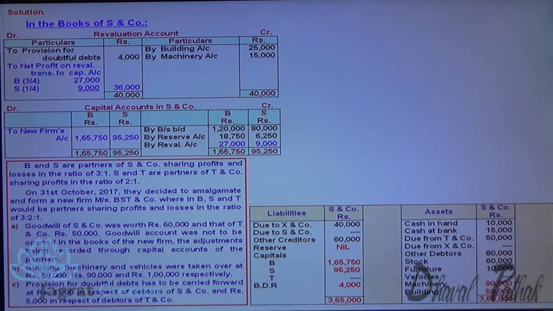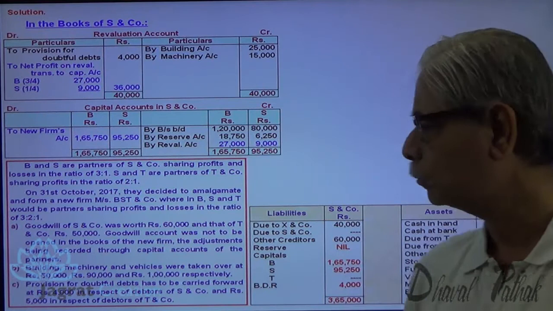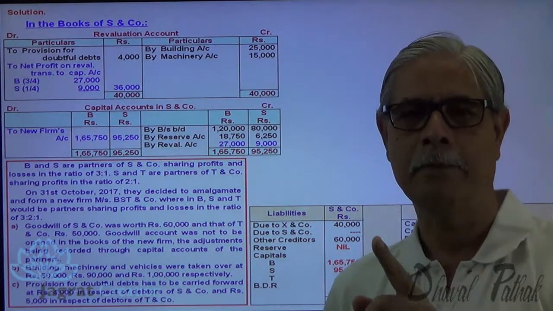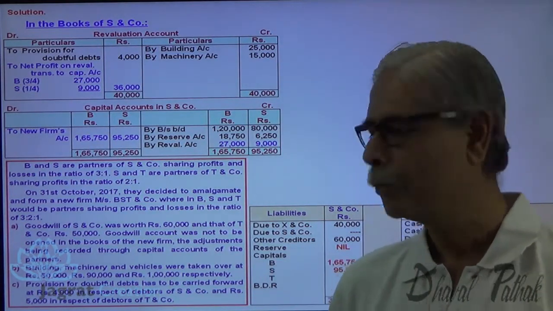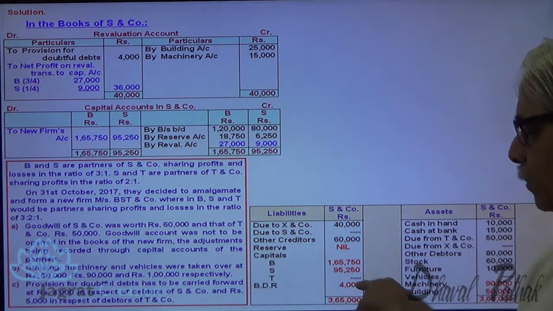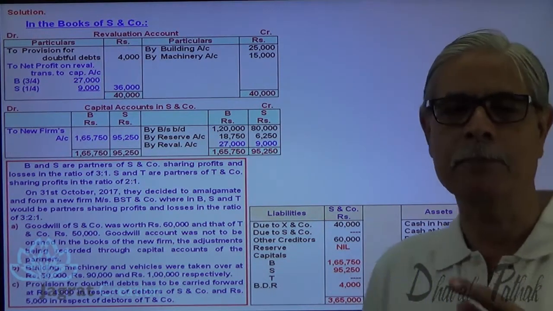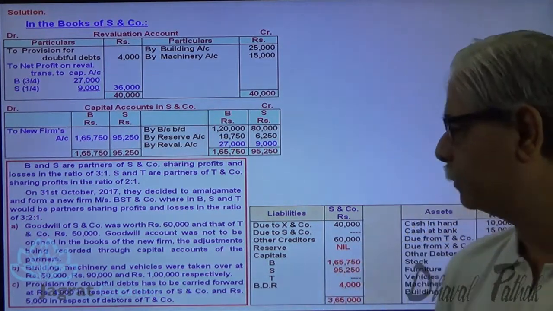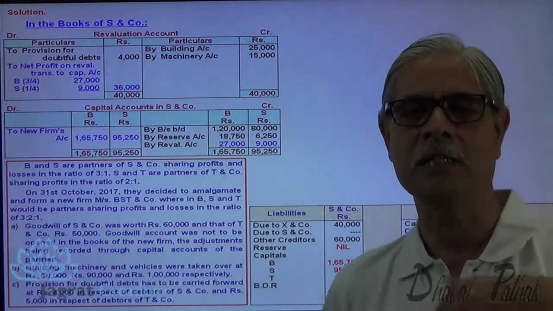So BST company account debit to cash in hand account credit, to cash at bank account credit, to due from TN company account credit, due from XN company account credit, to stock account, to furniture account, to vehicle account, to machinery, to building. This is how all the assets are transferred to the new company. All these liabilities are also transferred to the new company. So liabilities account debit to new company account credit, and this capital balance is also transferred. Liabilities and bad debt reserve are transferred to the new company. So liabilities and bad debt reserve account debit to BST company account credit. And similarly, these capital balances are also transferred to the new company.